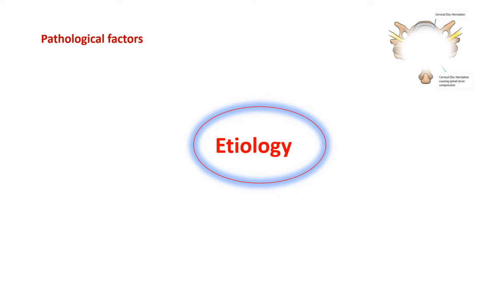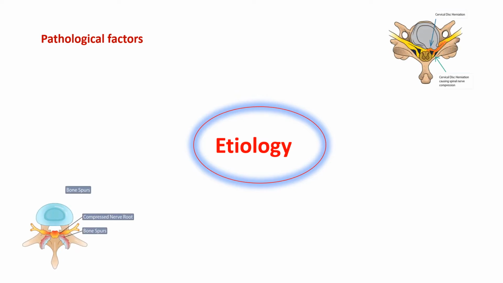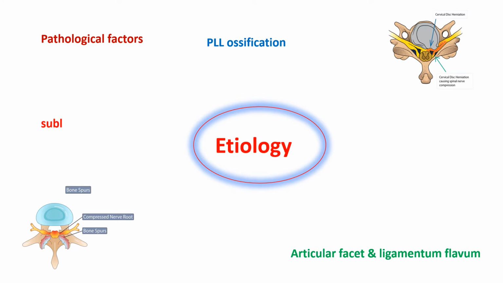Now I'll tell you about the etiology. First, congenital narrowing is exacerbated by pathophysiological factors and disc herniation with osteophytic spurs, hypertrophy of the articular facet and ligamentum flavum, ossification of the posterior longitudinal ligament, then subluxation due to facet joint degeneration.